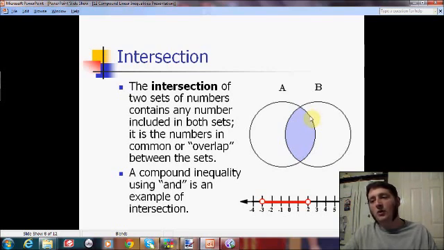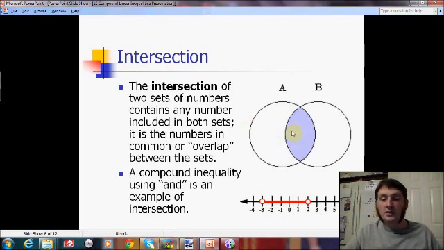A couple more complicated words that go with this lesson are intersection and union. This might remind you of your Venn diagram days, which we'll get back into in just a couple lessons. The intersection of two sets of numbers contains any number that's in both sets. So it's the overlap, or what's in common. Think about the intersection of two roads. It's where they cross. An and compound inequality is actually an example of intersection.